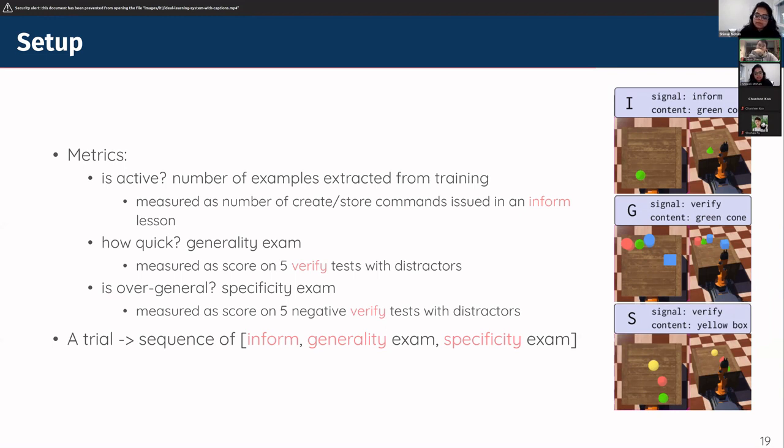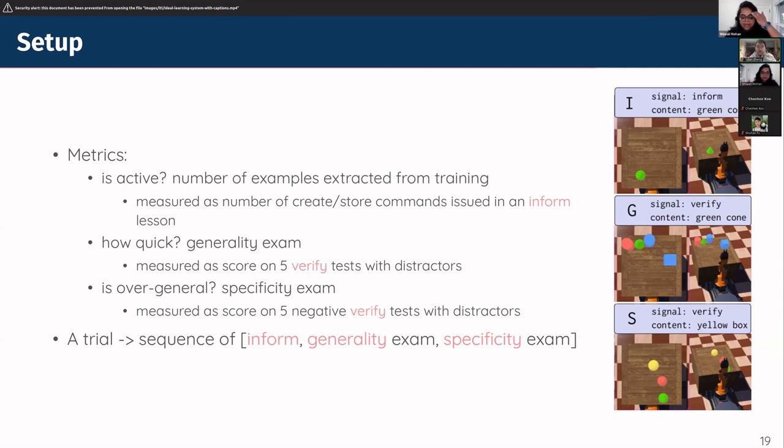So we want to measure how many examples or how many interactive sessions you need for this agent to learn a concept. The second thing is obviously how quickly it can learn a general representation of a concept, because it learns from super specific to super general, and an intelligent agent would be able to learn very quickly. And then the second thing that happens sometimes in concept learning systems is that you just learn an overgeneral representation of concepts. So every object that I see is a cube.